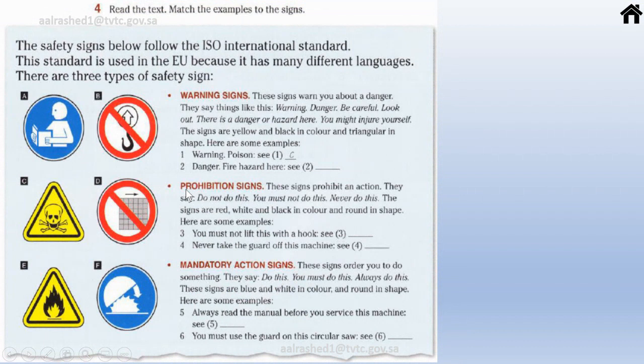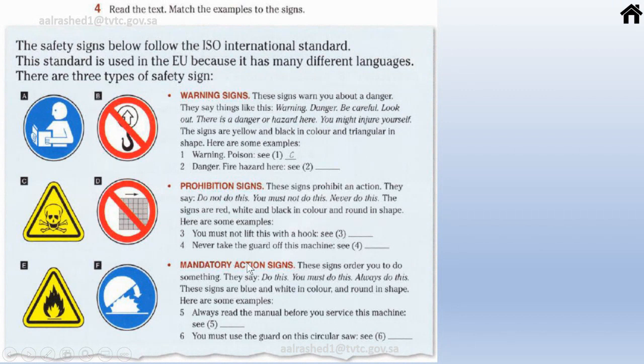The other section is prohibition signs. These signs prohibit an action. What do you mean prohibit? Not allowing. What are their properties? How did we identify them? Signs are red, white, and black in color and round in shape.